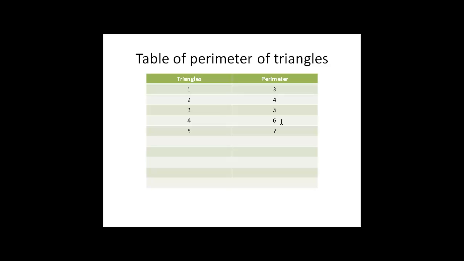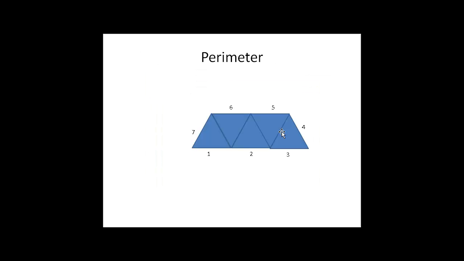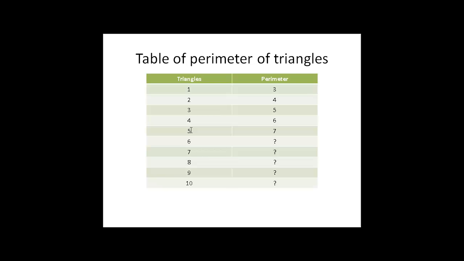What would happen if we added a 5th triangle to our shape? What would the perimeter be then? If you guessed 7, you're correct. We now have 5 triangles, and our perimeter is 1, 2, 3, 4, 5, 6, 7. So now we need to predict what our perimeter would be if we had a shape with 10 triangles in it.